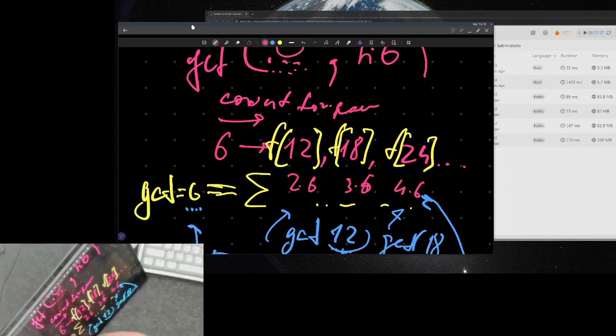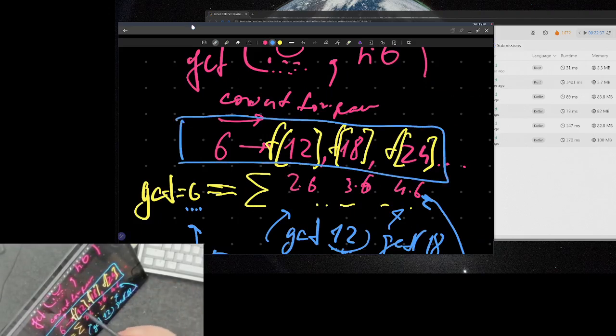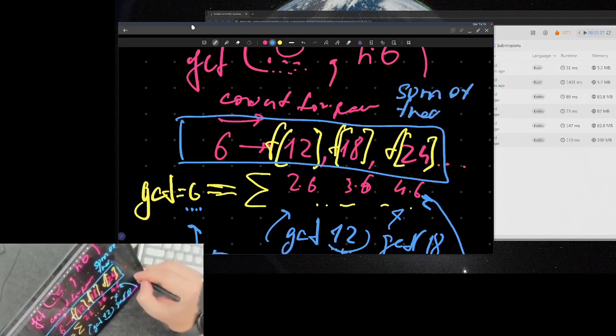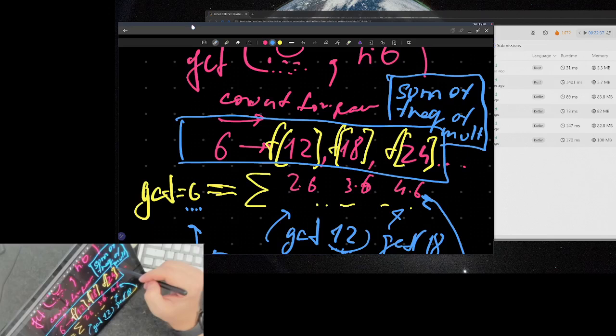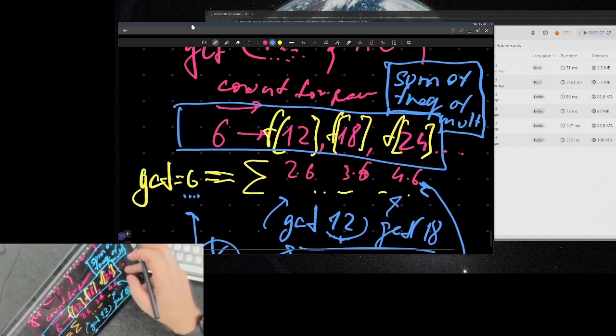So basically the cheat code is this formula where you're counting the sum of frequencies of multipliers. And this is a clever idea for how you can pre-calculate the number of GCDs. Okay, that's it for today.